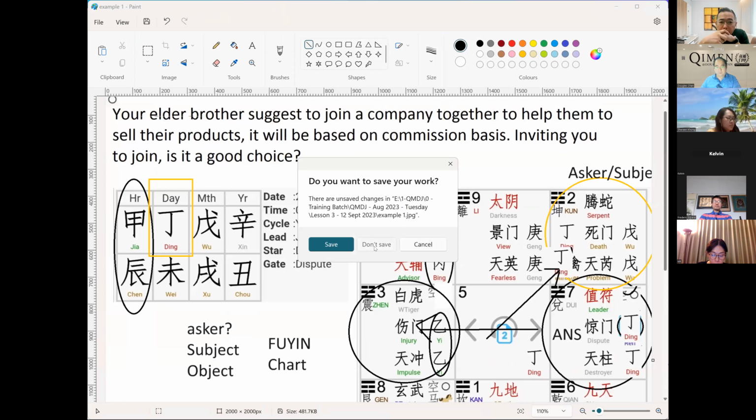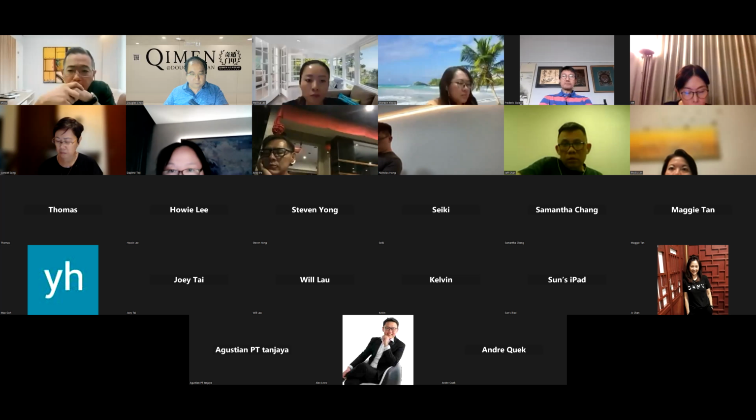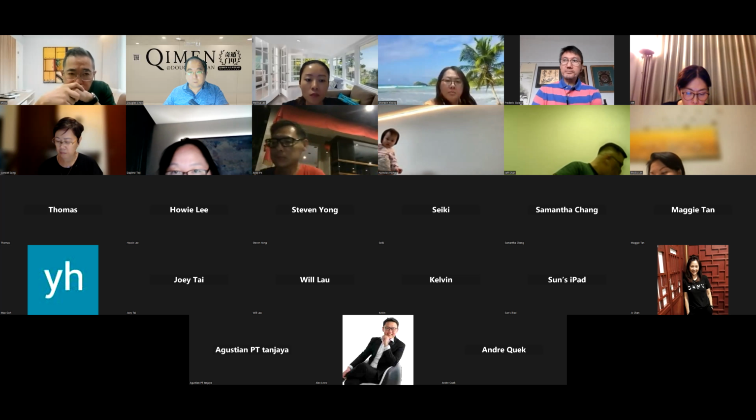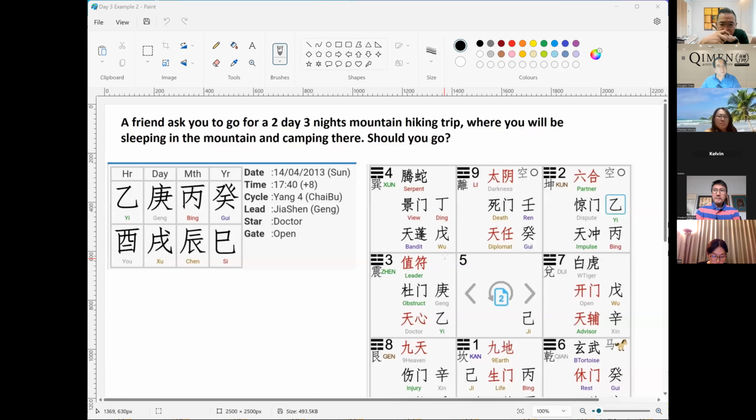Okay. Next example, we will have this mountain hiking trip. A friend asks you to go for a 2-day, 3-night mountain hiking trip where you'll be sleeping in the mountain and camping there. Should you go?